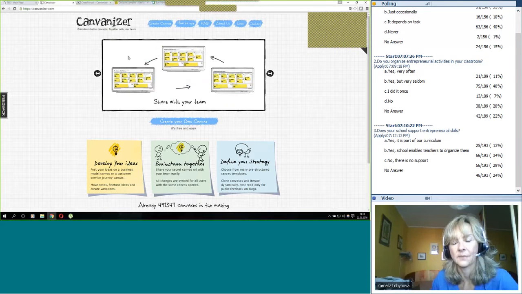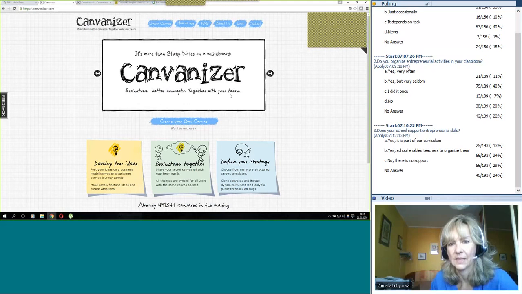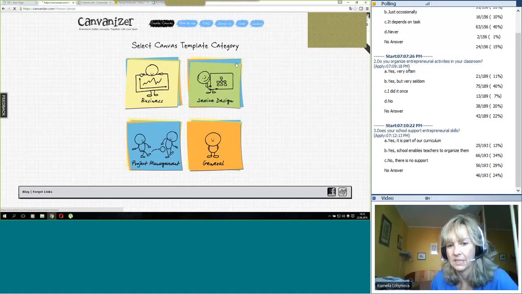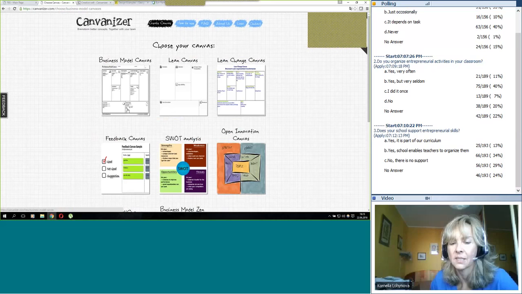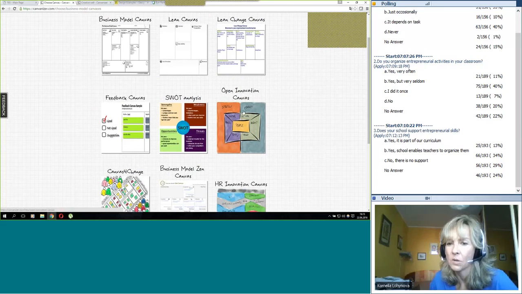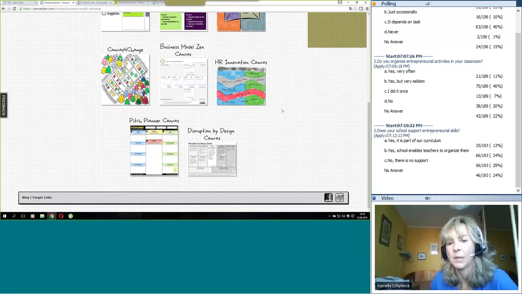Okay, it's here. So this is Kanban. And it's very easy. You can just click on Create Canvas and you have lots of possibilities for service design, for business, project management. So when I click on business, you can choose business model canvas, lean canvas. It's a bit simpler than this business model canvas. And then feedback canvas even, and SWOT analysis, so lots of really nice templates.